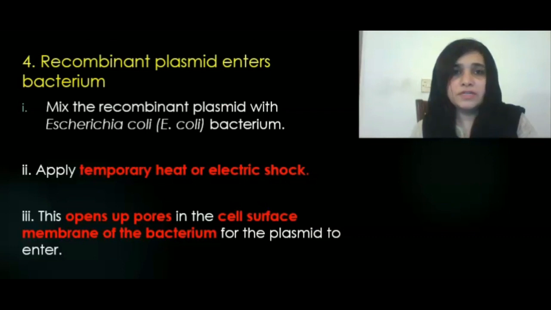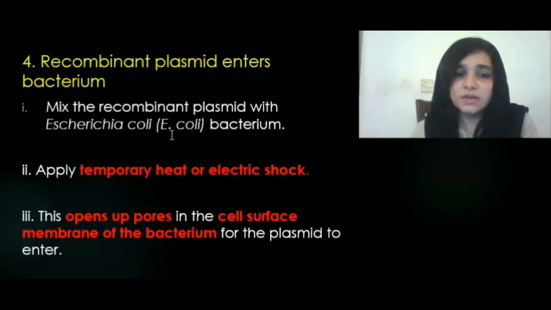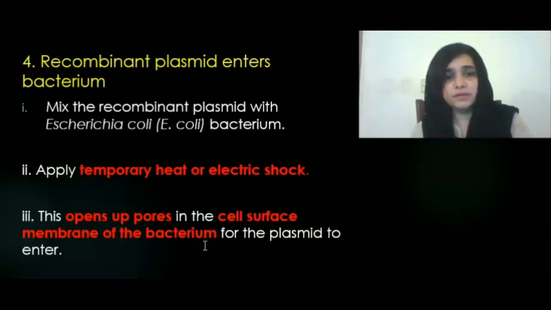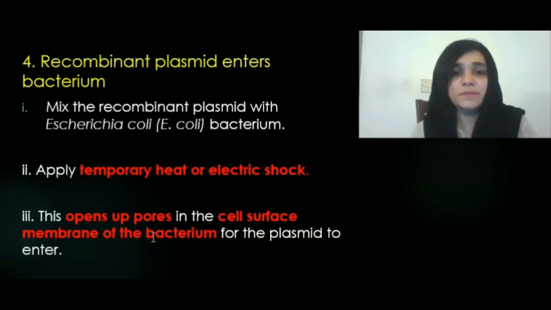The fourth important step: the recombinant plasmid enters the bacterium. Mix the recombinant plasmid with the Escherichia coli, E. coli bacterium. For this purpose, apply temporary heat or electric shock. Now, what is the purpose of this heat or electric shock? This opens up the pores in the cell surface membrane of the bacterium for the plasmid to enter, so that it can easily enter into the bacterial cell.